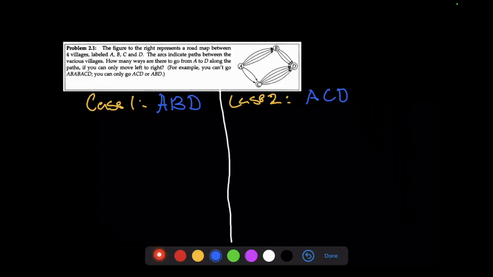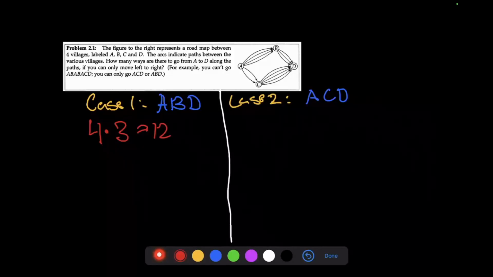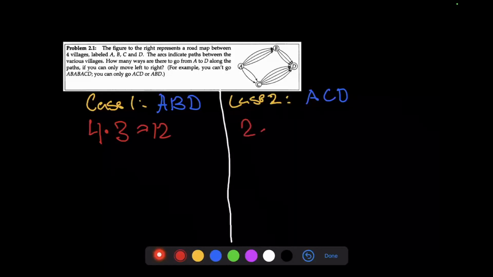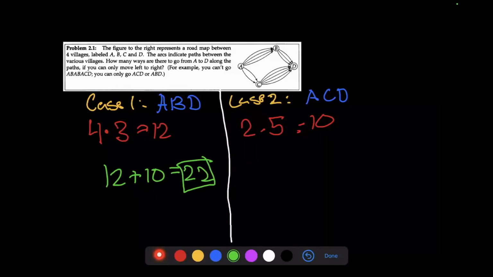So let's count the ways you can go from A to B to D. How many ways are there to go from A to B? 4. How many ways are there to go from B to D? 3. How many ways are there to go from A to C? How many ways are there to go from C to D? So now, how many total ways are there? 12 plus 10 is 22. And we split a relatively harder problem into just 2 multiplications and an addition. 22.